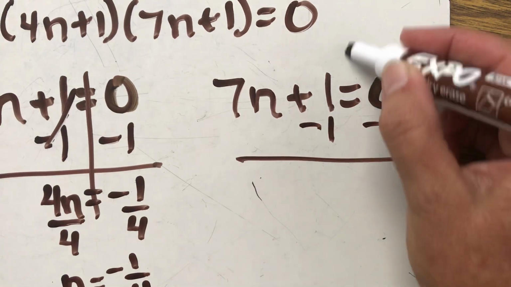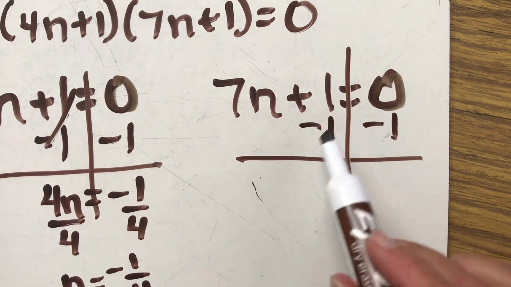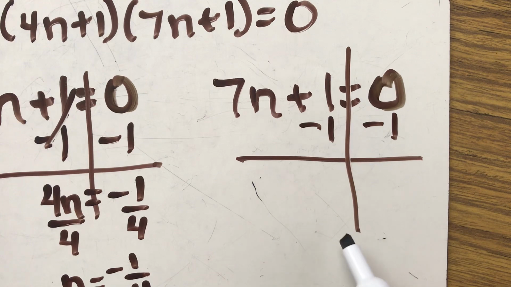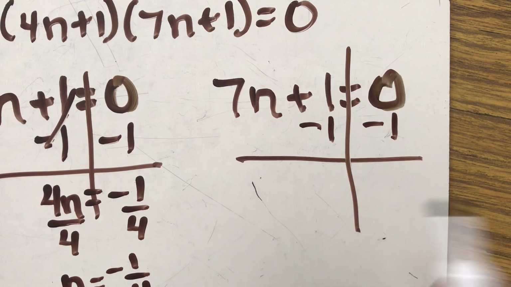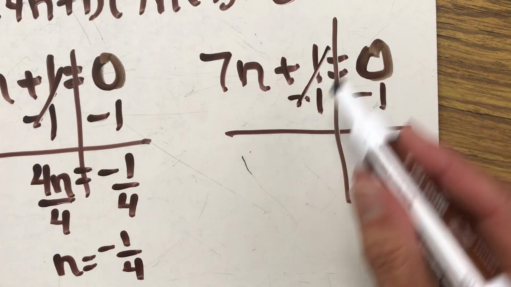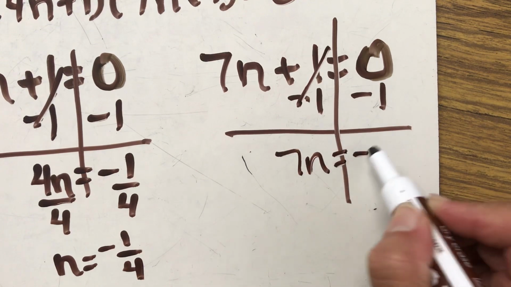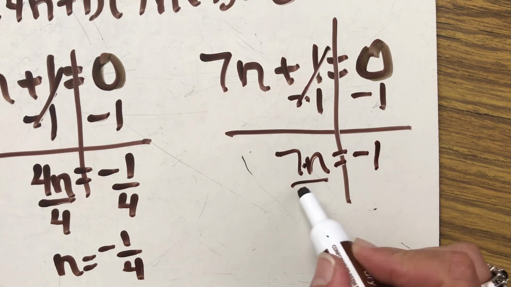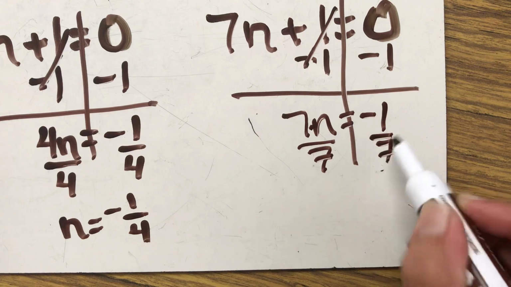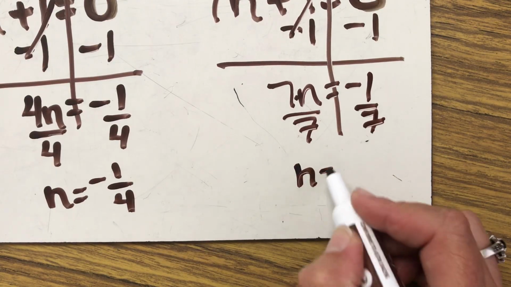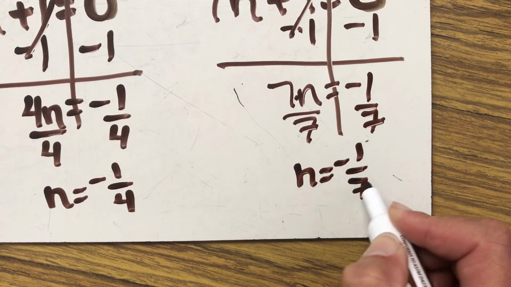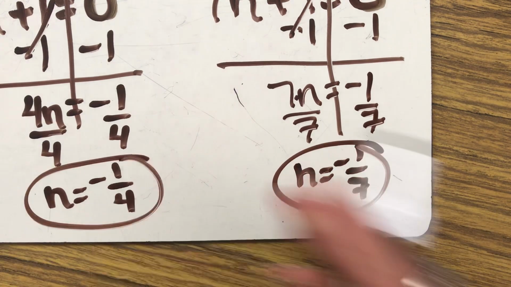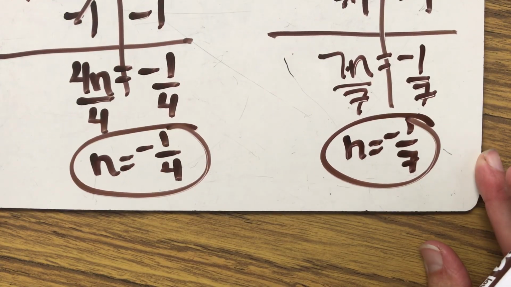We solve by opposites. The opposite of +1 is to -1 on both sides, because whatever we do to one side, we do it to the other. These cancel. We have 7n equals -1. The opposite of multiplication is division, and n is -1/7. Congratulations. Those are your 2 answers.